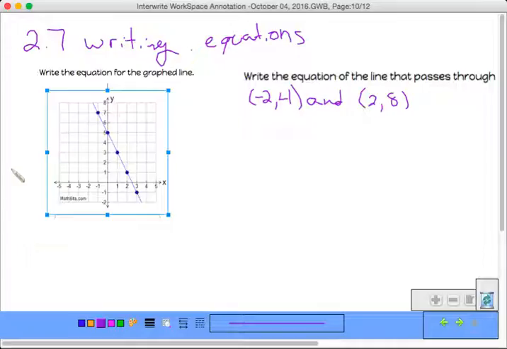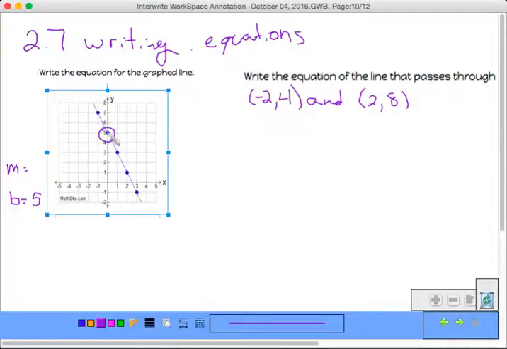You need two pieces of information to write your equation. You need your slope, m, and your y-intercept, b. So the first thing we're going to find is the y-intercept. The y-intercept is where it crosses the y-axis. So if you look here, this crosses right here at 5. So that is my y-intercept.